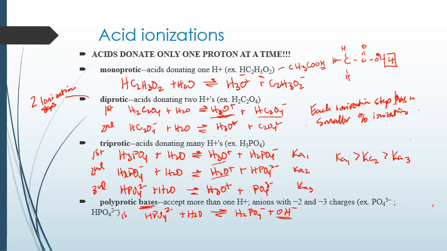So that would be a first step, and then a second step. As it returns to its parent acid, I'd have the H2PO4- react with the water again, and it would form H3PO4 plus the OH-. So that's the end game for the polyprotic bases. It's going to end up returning to the parent acid that it would have originally come from.